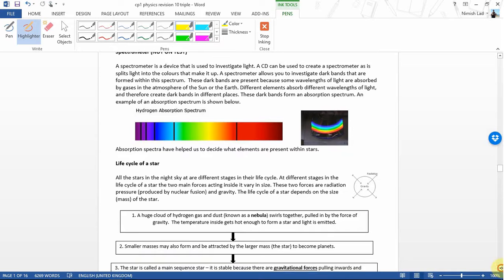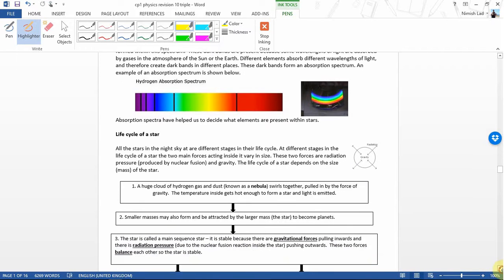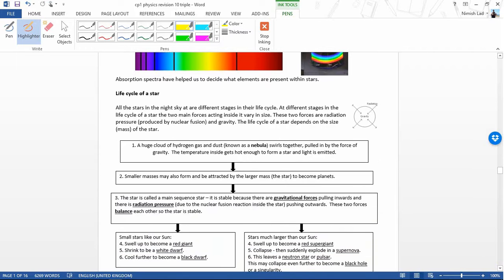So stars are essentially made of dust and gas. When that dust and gas comes together, the dust and gas is known as a nebula. When that comes together, it's pulled together by gravity. So gravity is pulling everything in. That kickstarts a process called fusion, and that pushes out. So fusion pushes out, and gravity pushes in.